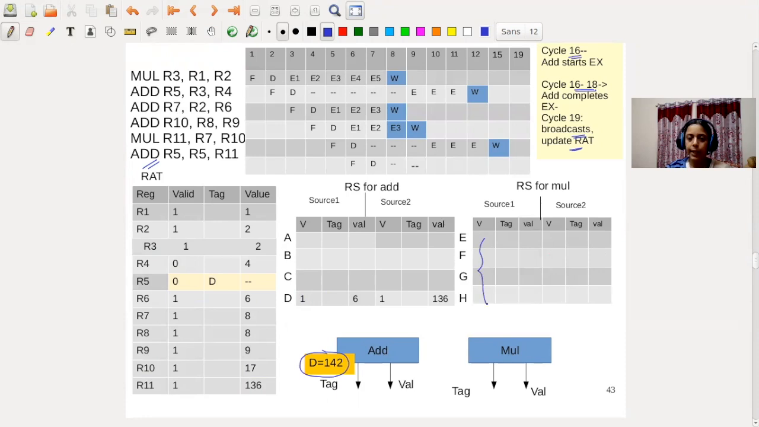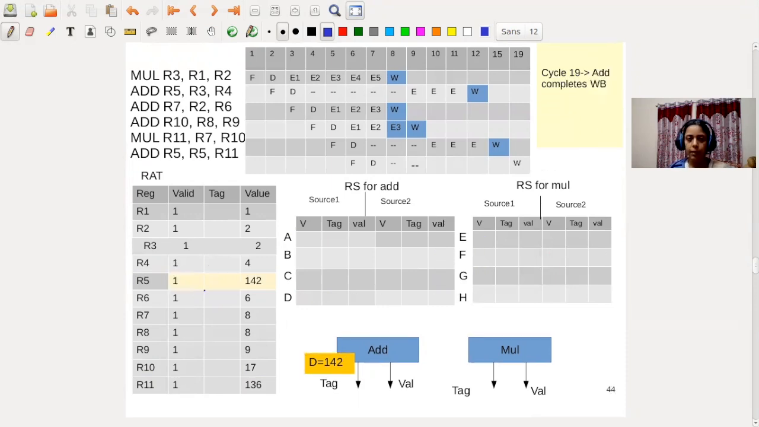Note that we have freed up all the other reservation stations. The only one that is yet to complete its execution is the last add. That is why we still have this destination renamed to D. So now that has also updated the RAT in this cycle, and therefore we are now freeing up all the reservation stations. So this is now the final content of the RAT, and then the RS is now freed.